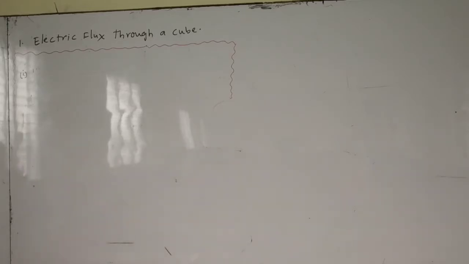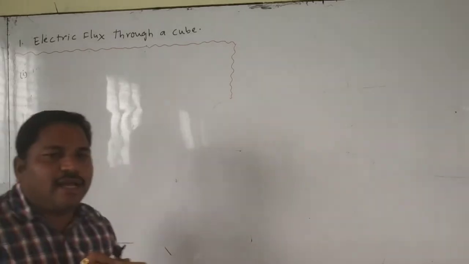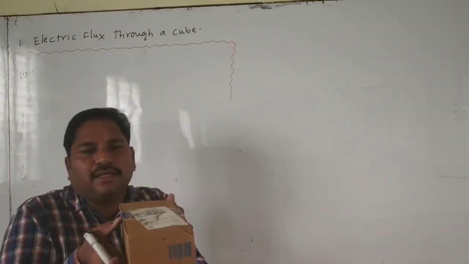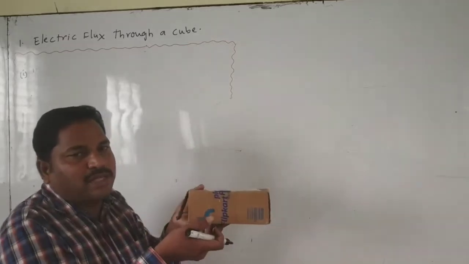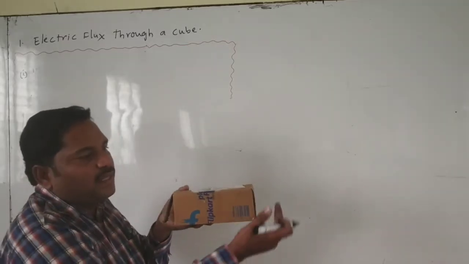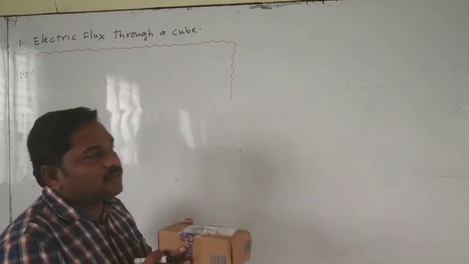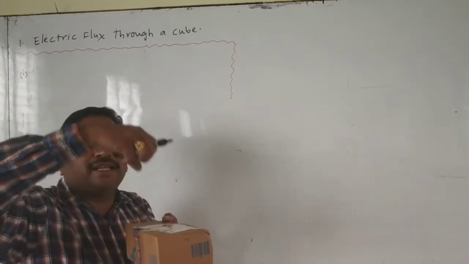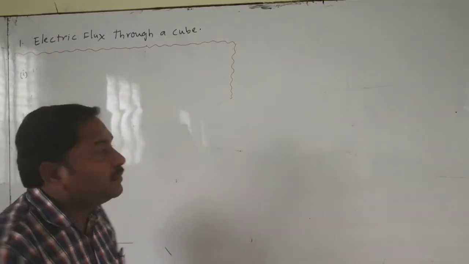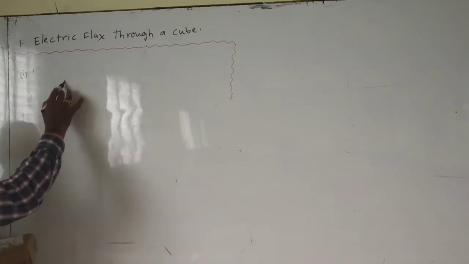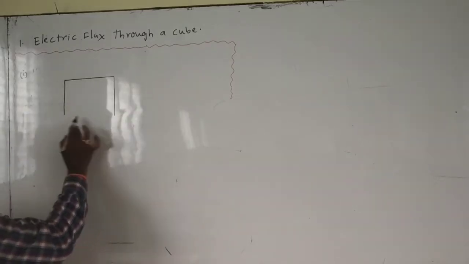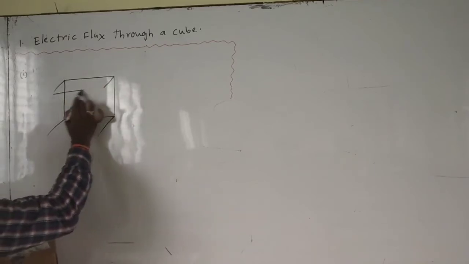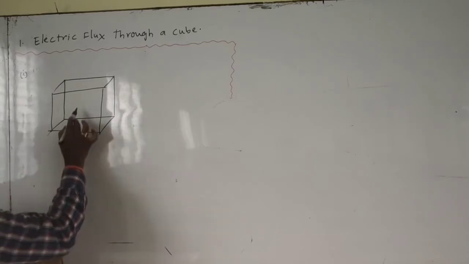suppose this is the cube having top, bottom surface, front surface, back surface, right surface, left surface. Suppose in this cube there is a charge present at the center of the cube. So what is the electric flux linked through the cube? Linked through the cube is the plus q.